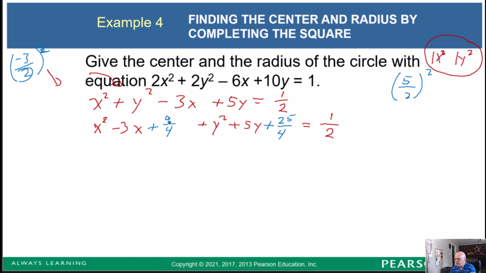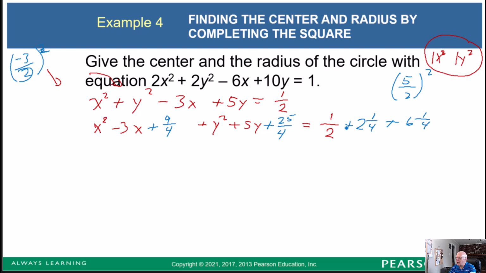Now remember the deal the last time? If I add things on the left side and don't add them on the right, I don't have equals anymore. That would be a catastrophe. So I'll have to add 9/4, and temporarily I'm going to make this 2 1/4, and the 25/4 will be 6 1/4.